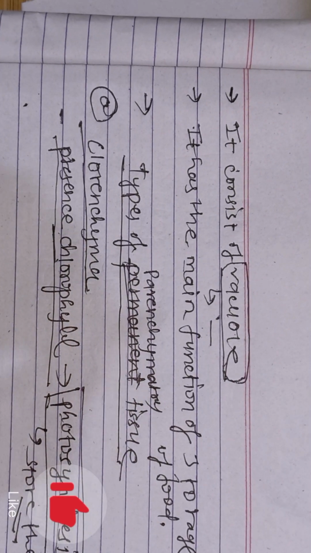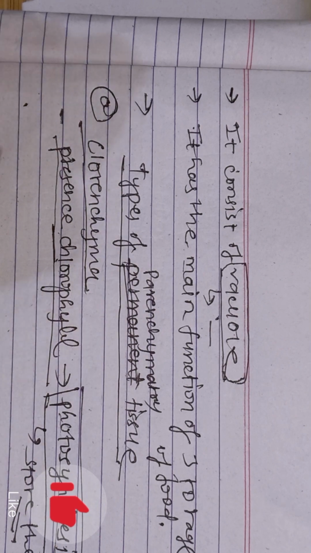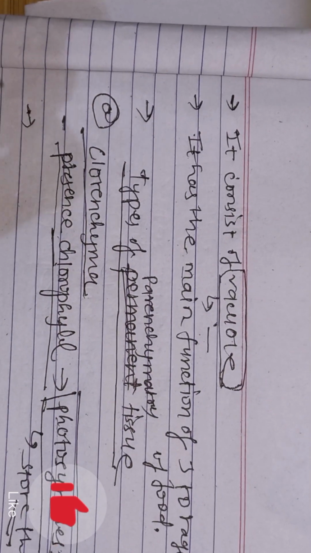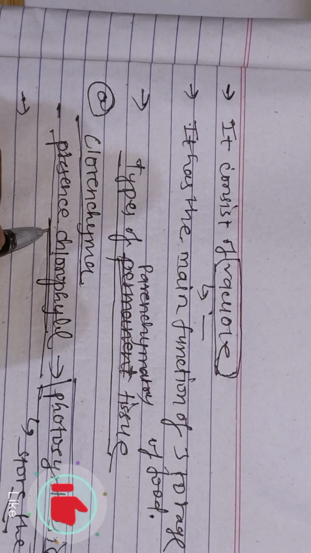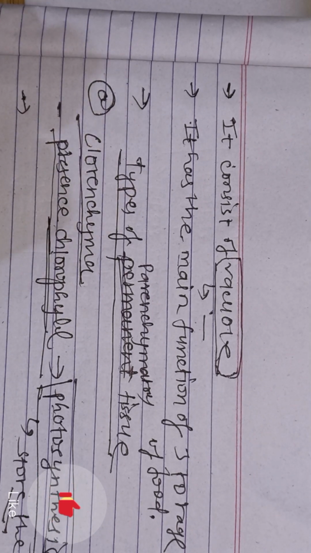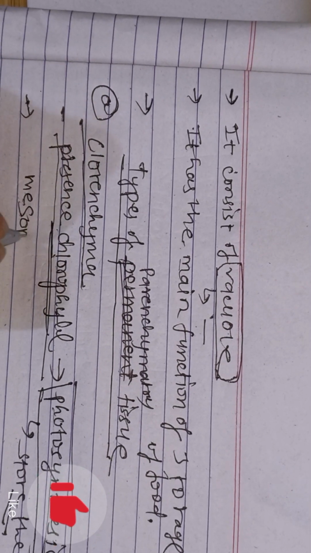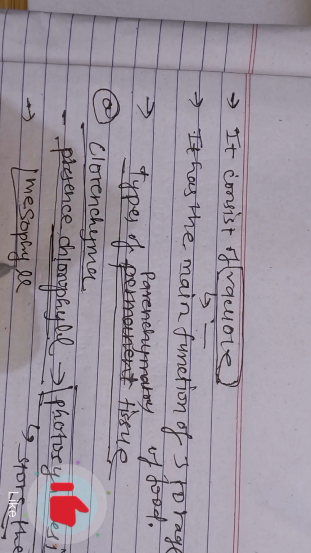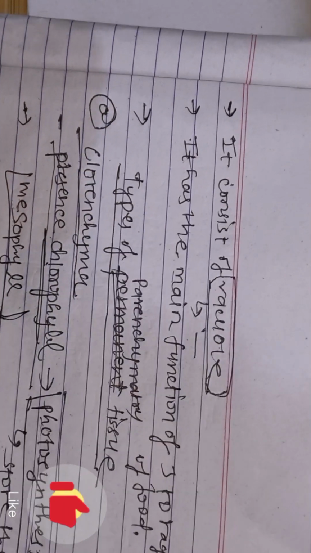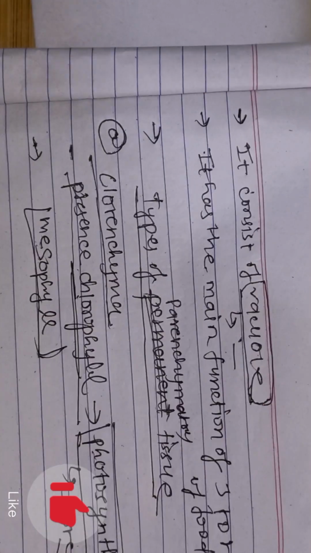Now let's discuss its position, or where it is found. Parenchyma, as it contains chlorophyll, is found in young green stems, green fruits, and leaves. The parenchyma present in leaves is called mesophyll. This is an important term: mesophyll.